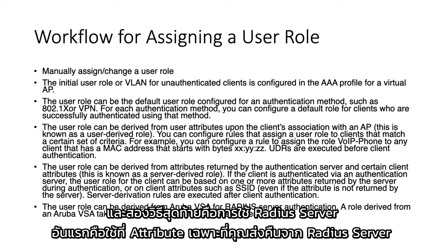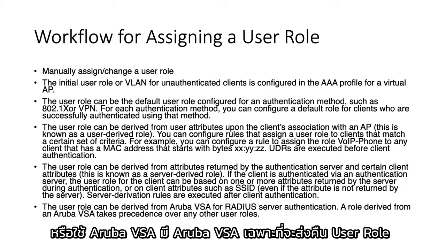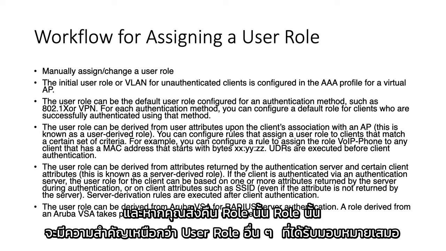And the last 2 methods are using a RADIUS server. So the first one is using specific attributes that you return from the RADIUS server, and you can choose these attributes yourself. Or use the Aruba VSA. There's a specific Aruba VSA to return the user role. And if you return that one, that always takes precedence over any other user roles assigned.